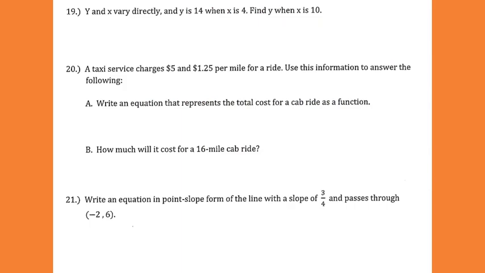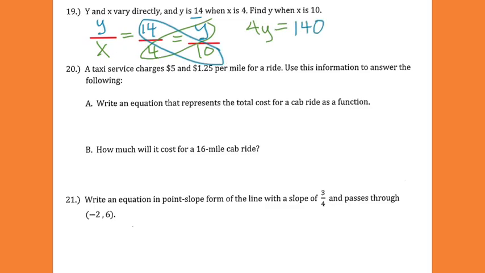Okay, number 19 says if y varies directly with x, so we know that y directly varies with x. So it's always y over x. So if I'm given y is 14 when x is 4, I can write a proportion, right? And I can solve for y because I know what the x value is. I can use cross products and solve for this and get y equals 35.